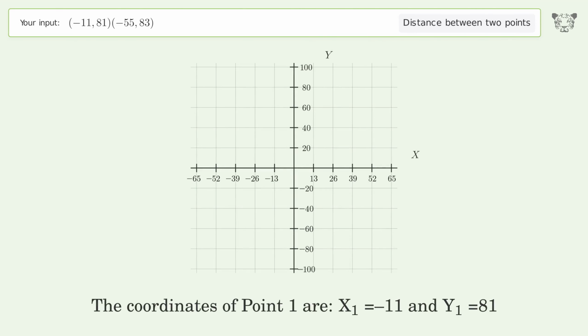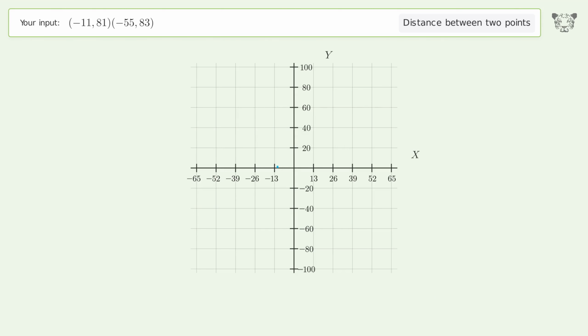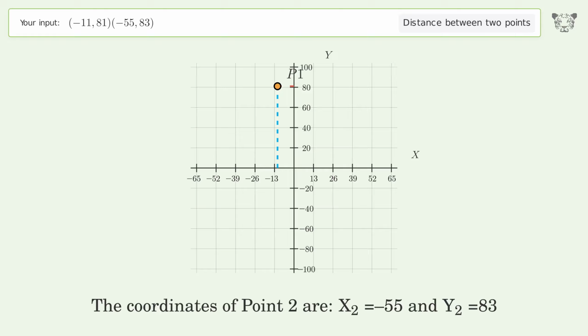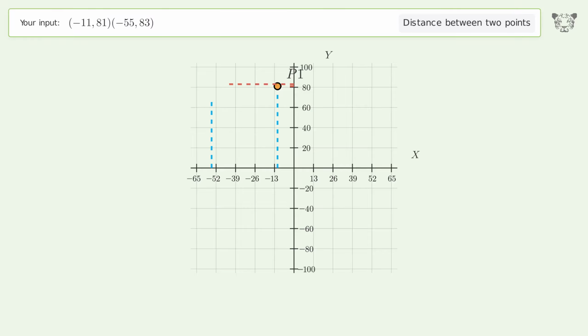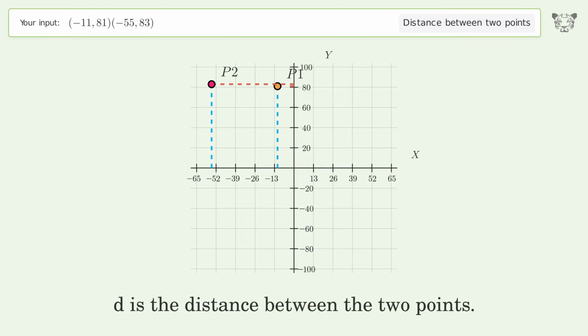The coordinates of point 1 are x1 equals -11 and y1 equals 81. The coordinates of point 2 are x2 equals -55 and y2 equals 83. D is the distance between the 2 points.